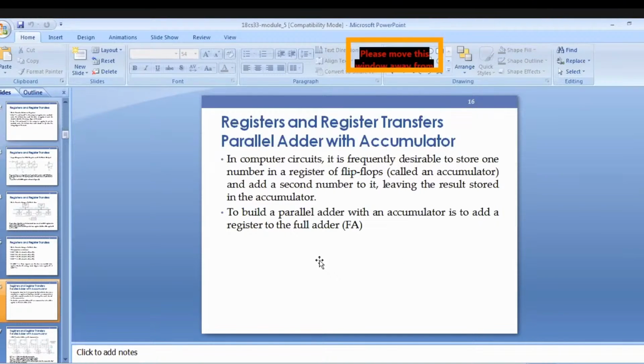Suppose in your computer or any circuit, it is frequently desirable to store the number in a register, or store the information through a flip-flop. That you can also consider as an accumulator.